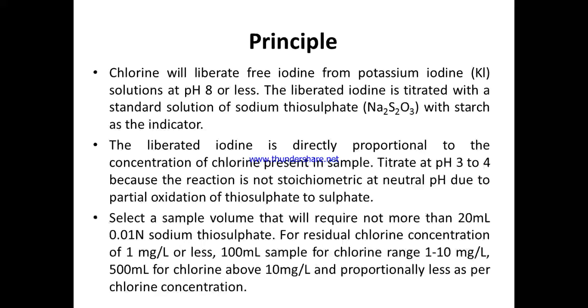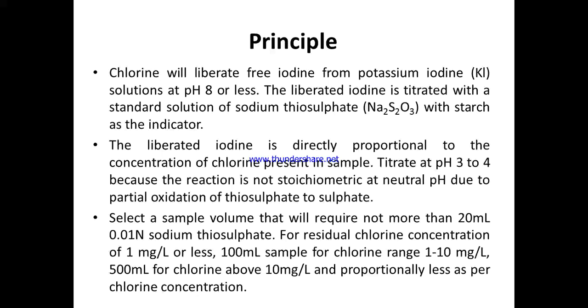So what is the underlying principle? Underlying principle is chlorine will liberate free iodine from potassium iodide. Okay, chlorine is going to do what? It is going to liberate free iodine from potassium iodide. That means this KI, the iodine will be liberated, released, and replaced with chlorine, in solutions at pH 8 or less.